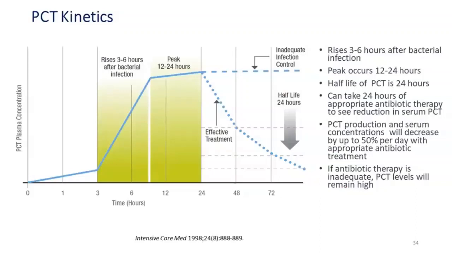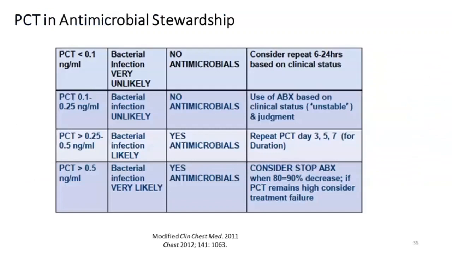So here's a nice look at procalcitonin kinetics. It rises in 3 to 6 hours. It peaks at 12 to 24 hours. The half-life is generally around 24 hours. It can take 24 hours of appropriate therapy before you see a reduction in procalcitonin. We generally see a decrease of about 50% per day if the patient is on appropriate antimicrobial therapy. And if they're not on therapy, the levels may not go down or may actually go up. So it's really a nice guide for a variety of reasons.